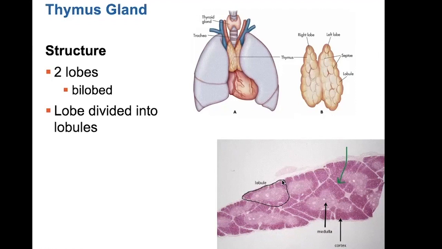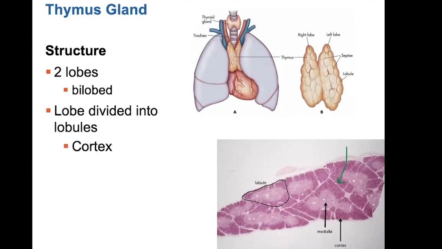You can see a lobule in the histology slide here. The lobules are separated from one another by connective tissue septa. A septum is a wall. And each lobule will have 2 regions, an outer darker region and an inner lighter region.